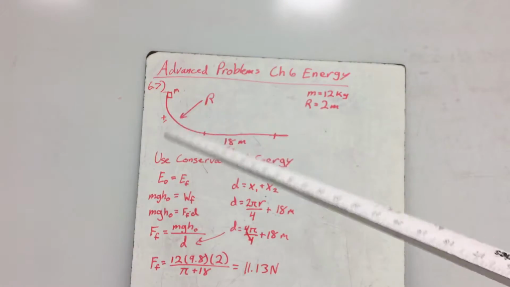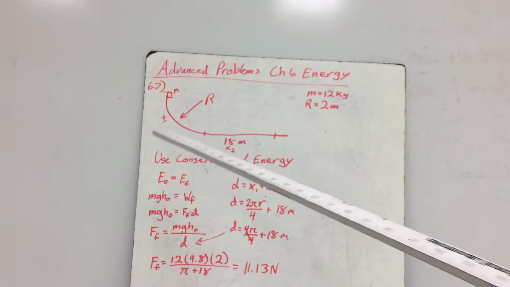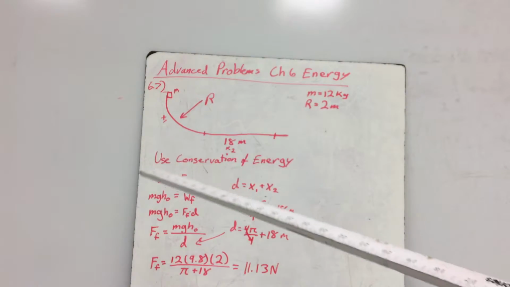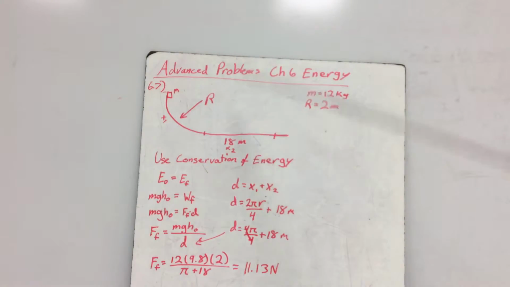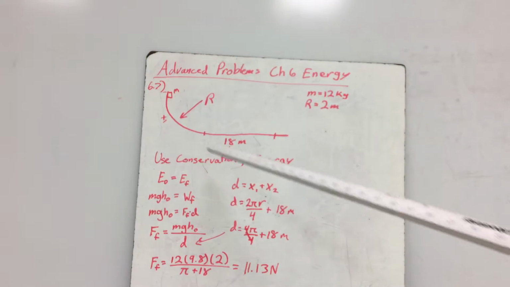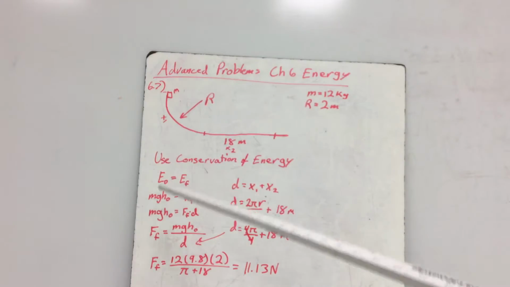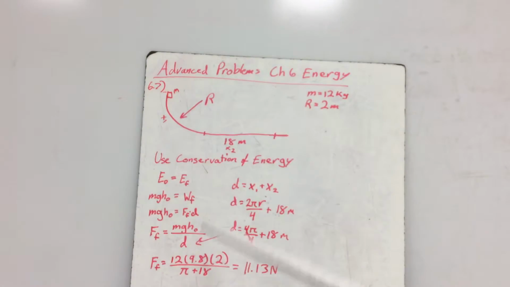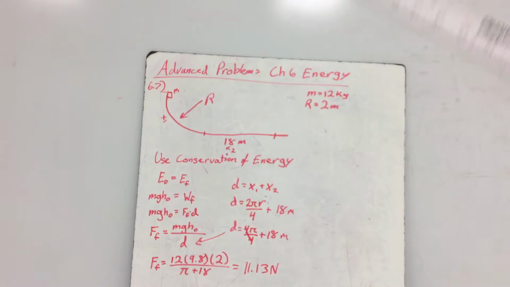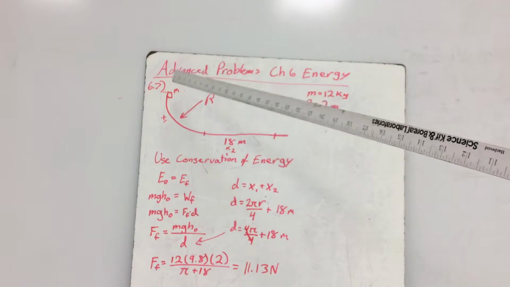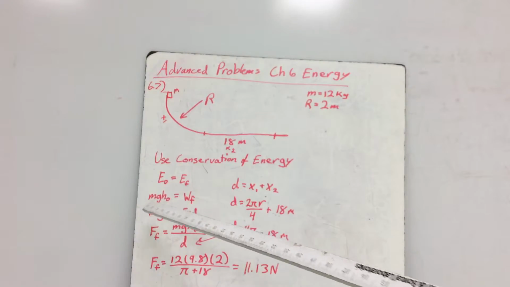Now, it says both curved and horizontal, so it also says assume the frictional force is constant throughout the entire motion. So throughout this whole thing, there's a frictional force. Now, to find the frictional force, I use conservation of energy. So the energy initial has to equal energy final. Now, at rest, the only energy is potential energy.